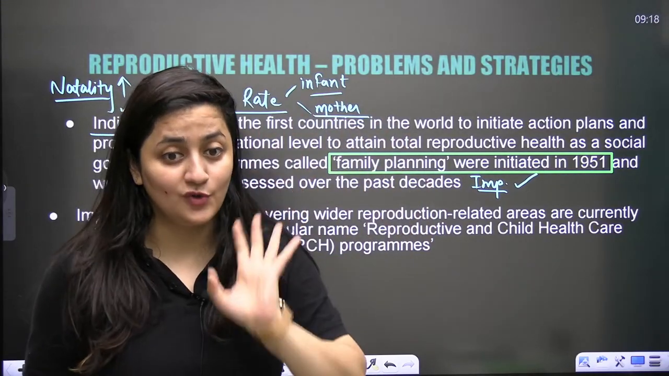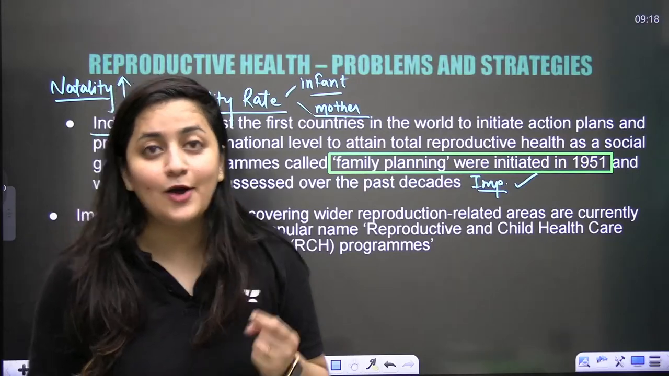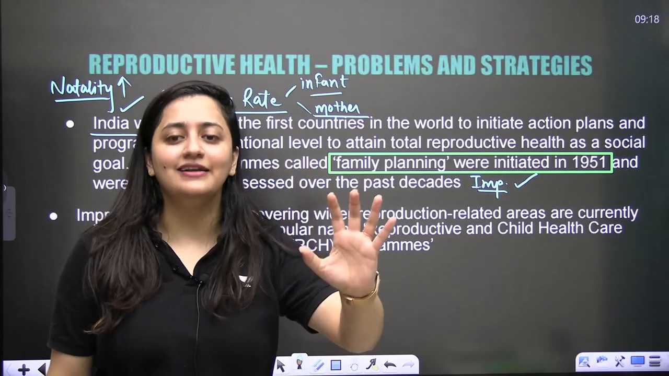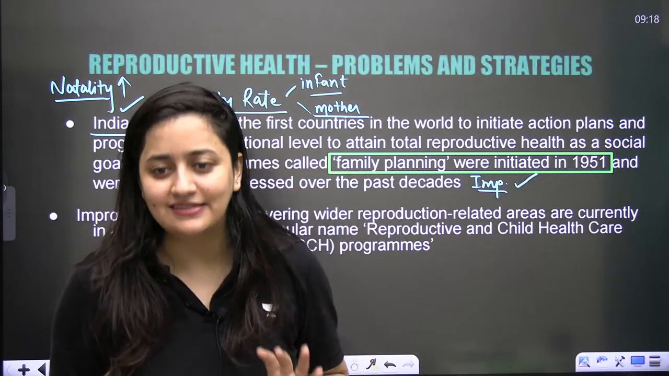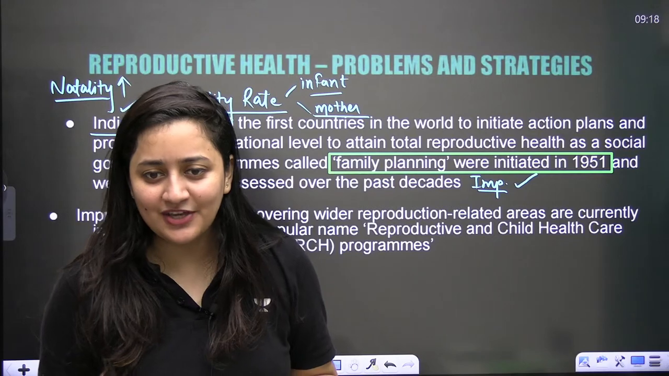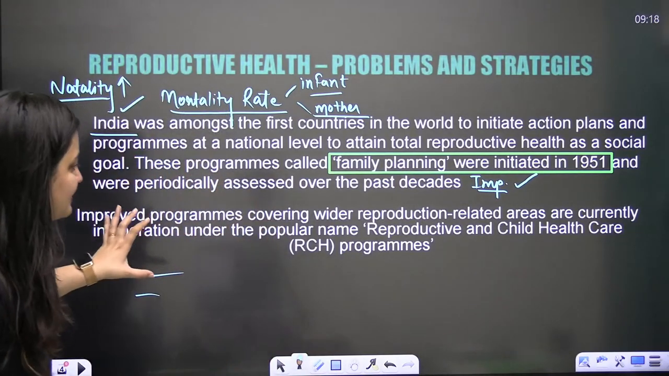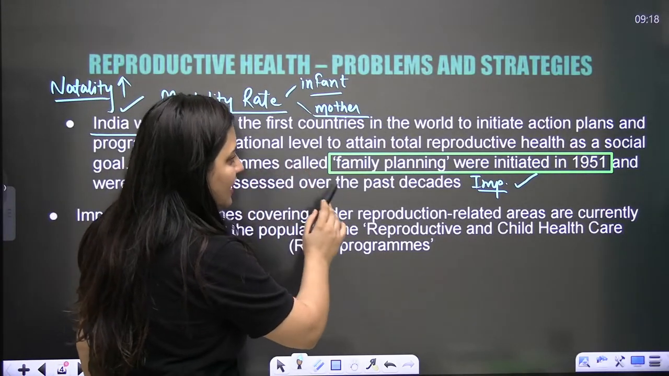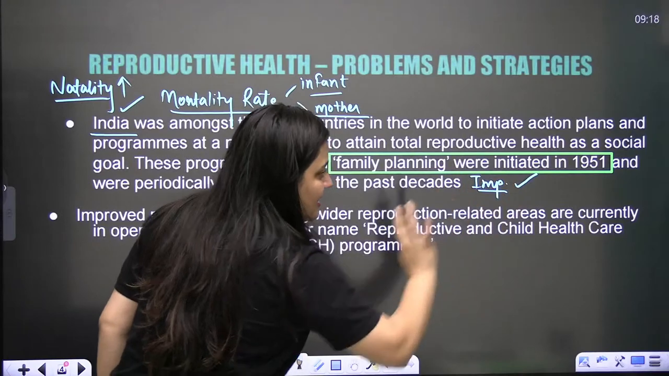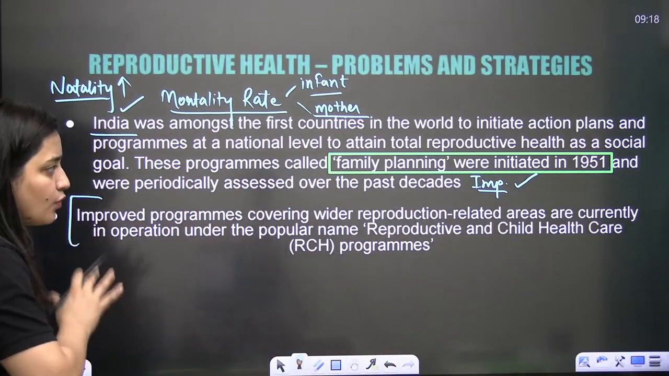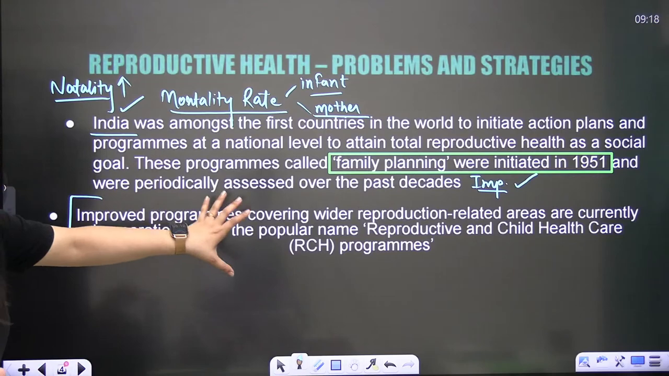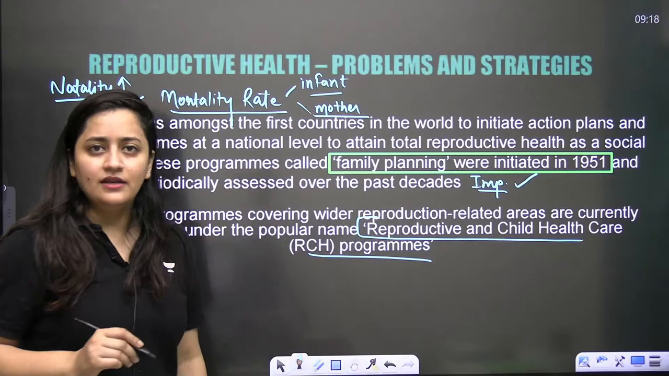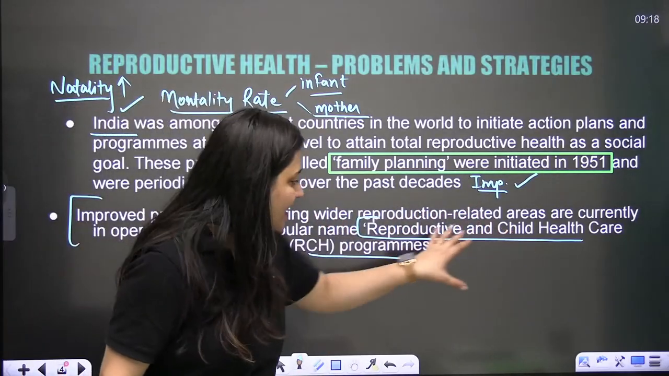And now you people know the result of it, isn't it? Now for 1 lakh MBBS seats, 22 to 23 lakh aspirants are giving the exam. Isn't it, bachche? So that is why all these aspects are important. This question is very important: India is the first country to start the family planning program, and it was initiated in 1951. And now this program is renamed, right? Now the name of this program is Reproductive and Child Healthcare Programs.